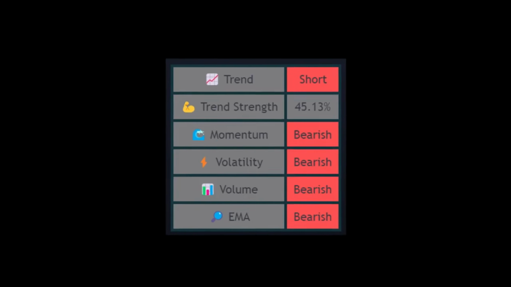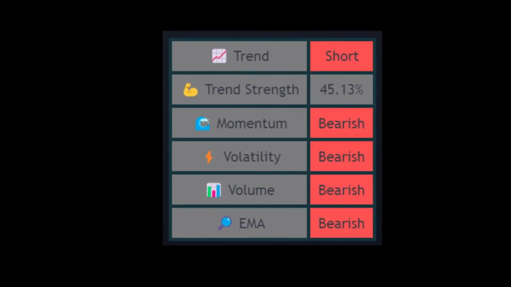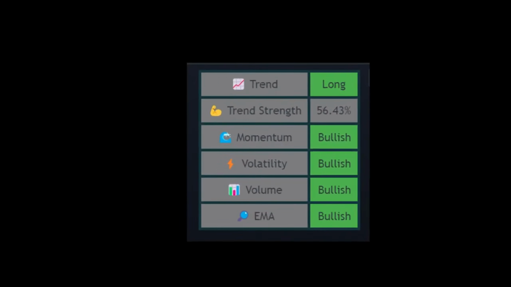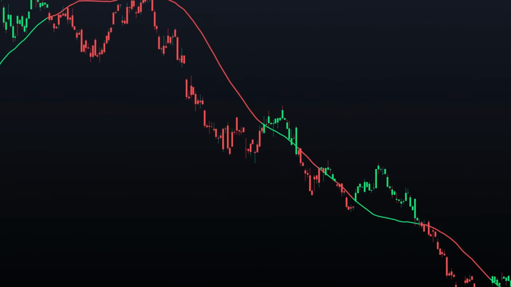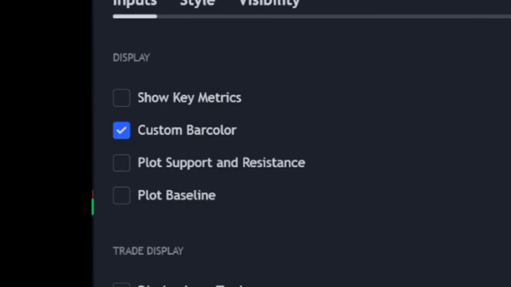Therefore, in order to get a high probability setup for a short, you want most of these metrics to be bearish. And obviously for long trades, you want most of the metrics to be bullish. If a lot of the metrics are the opposite of the entry signal, it's a pretty good indication the market is consolidating. You can even confirm trades with their custom baseline feature. If you don't see it on your chart, go to the settings and check this baseline feature. You would only enter a trade if you get a sell signal, and the baseline is red. If you get a sell signal and the baseline is green, you would not enter that trade.